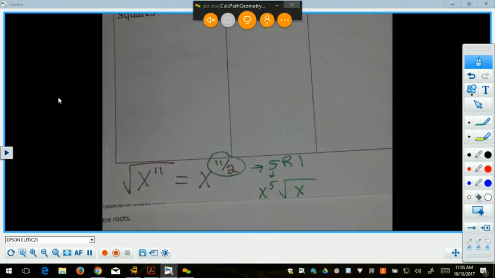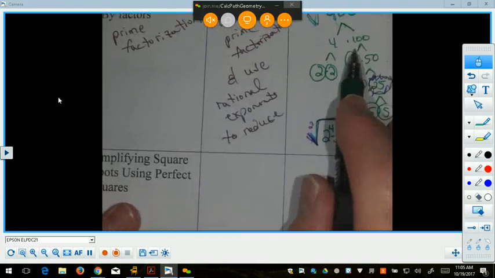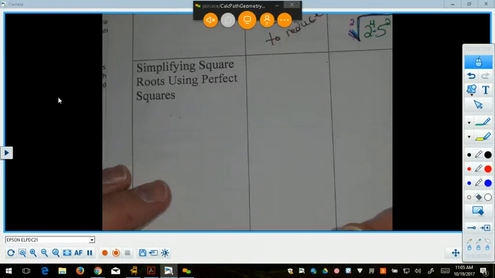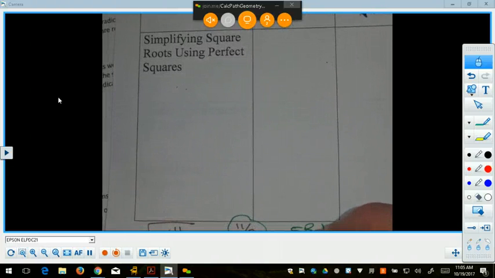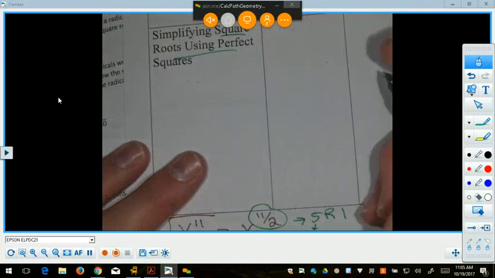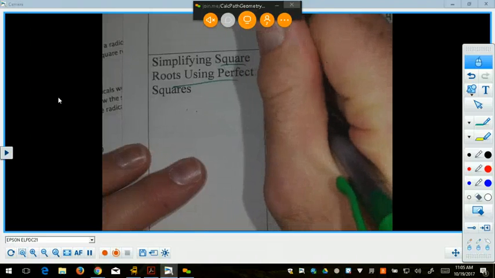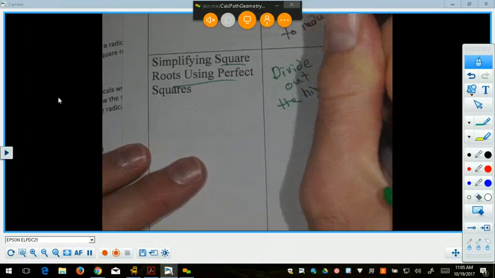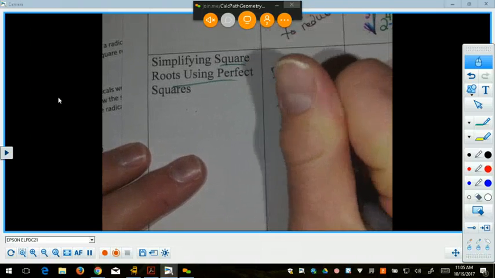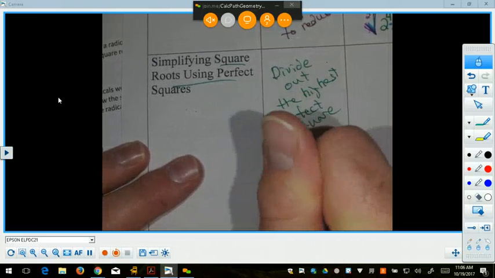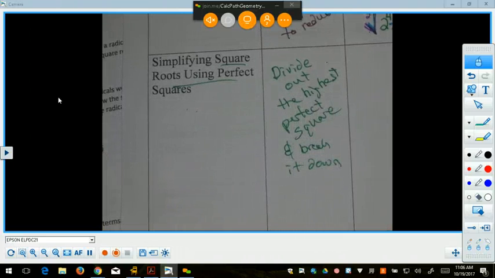There's a different way to look at this. You know how we did this as prime factorization? There's a quicker way. How many of you know your perfect squares? If you don't, you're going to want to, because in geometry we mostly use square roots. And here's why. If you know your perfect squares, all you have to do is divide out the highest perfect square and break it down.